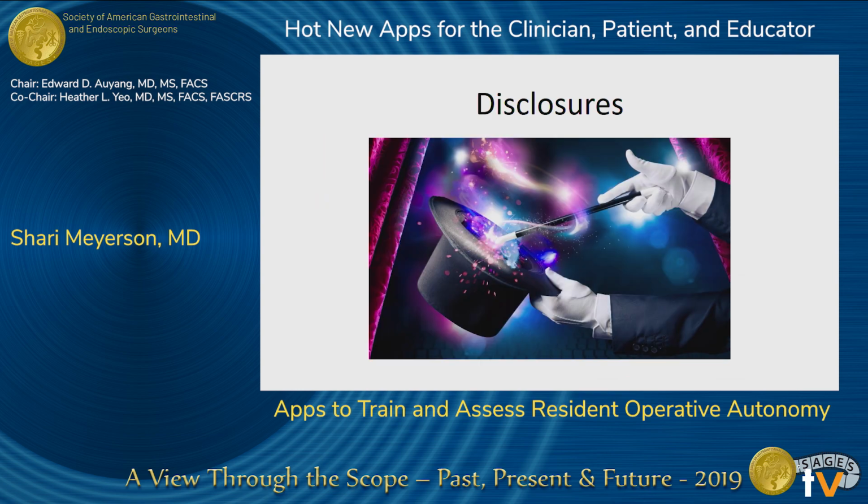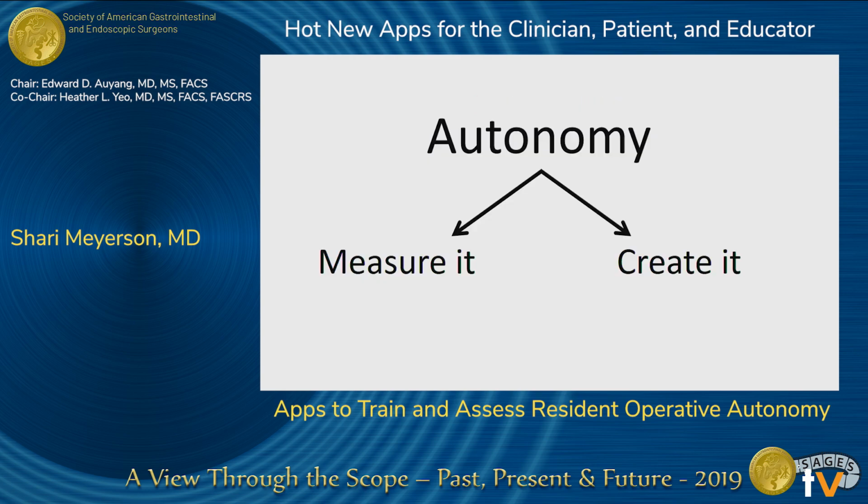My other disclosure as I start this is that none of these apps are a magic bullet. We are not going to show you an app that will magically create autonomy among your residents. What I do want to talk about is what's available that can facilitate it, as well as the best ways to use some of these apps to enhance autonomy. So there are two things we can do with autonomy. The first would be to simply measure it, but probably the more interesting way to think about it is how do we create autonomy?